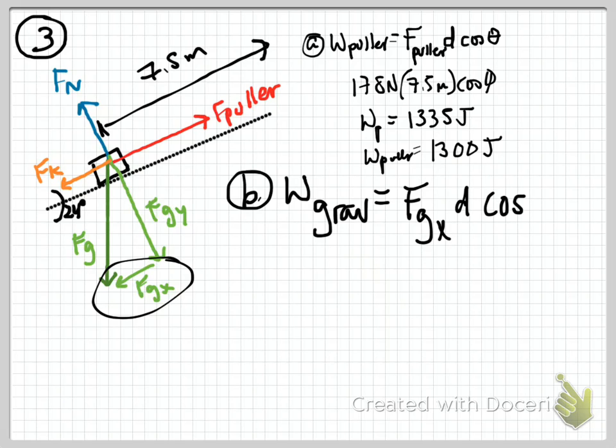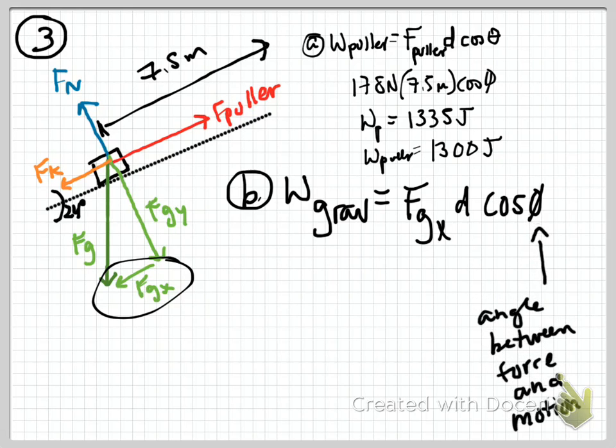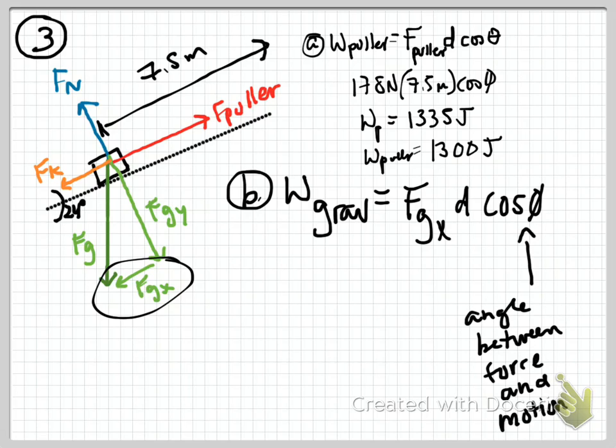And then if we look at cosine theta, where this is the angle between the force of gravity on the x and the motion, what is the angle between the force of gravity x and the motion of the box? 180. 180, because the force of gravity is in the opposite direction. So the force of gravity is this way, but the motion of the box is this way. It is 180 degrees between the two of those. Does that make sense?